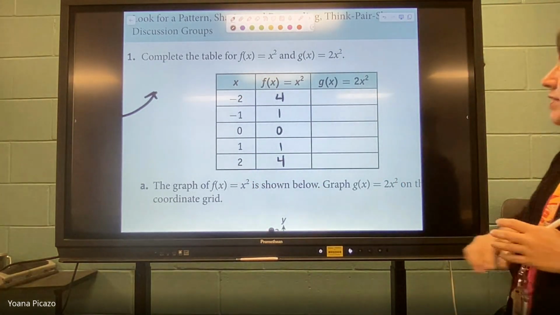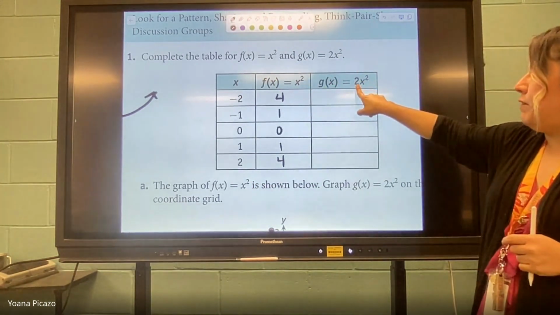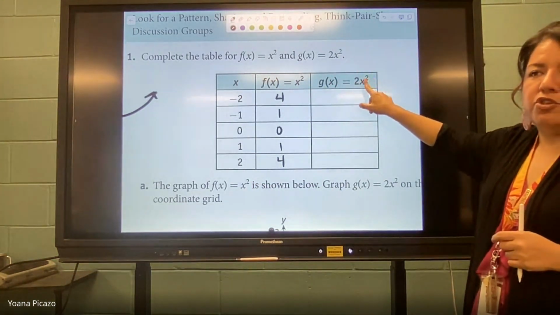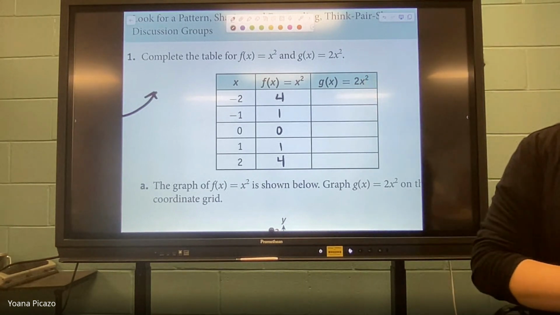So now today I want to see, what happens to the parent function? What am I doing to the parent function now? If there's a 2 right in front of it, what does that mean? I can hear you.